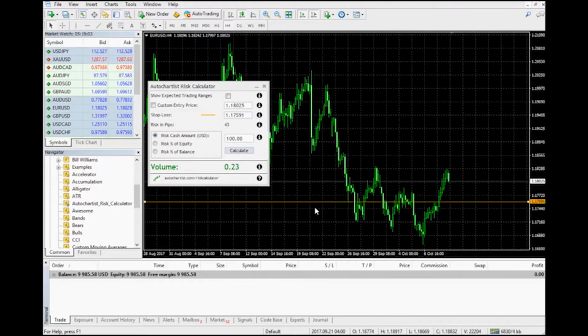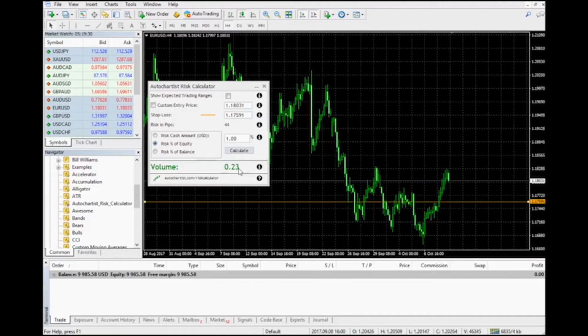Next, decide on how much money you want to risk on this trade. I have $10,000 in my account, so I want to risk about 1%. That's $100. So I can either set the dollar amount, or what I prefer to do is set my risk as a percentage of equity. If you set your position as a percentage of equity, then your dollar exposure will change as your balance changes when you make winning or losing trades.